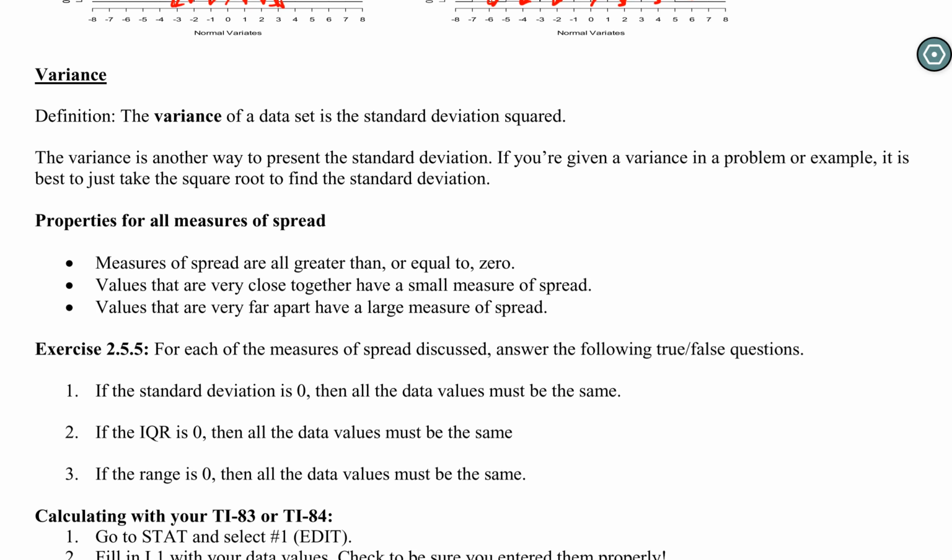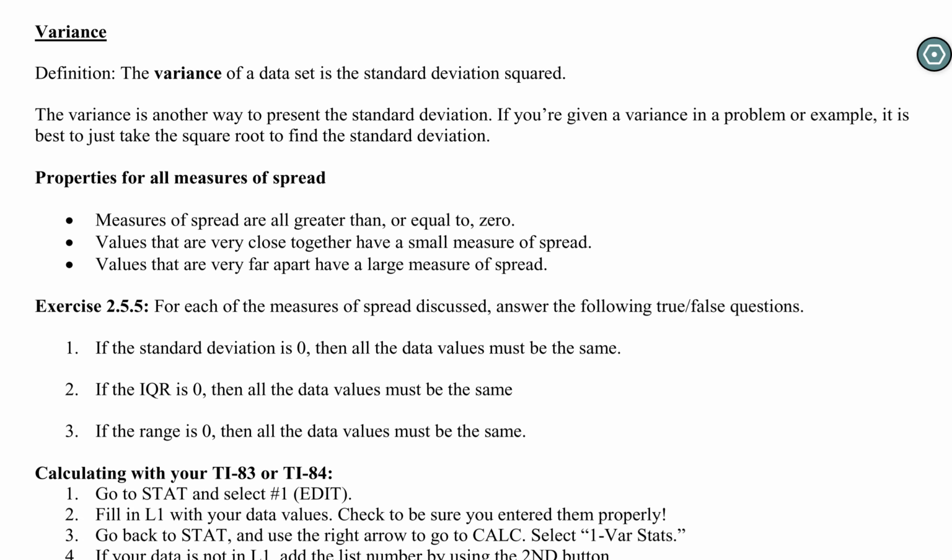There is one more measure of spread here, and that's the variance. The variance is literally just the standard deviation squared. So you just take whatever you get for that standard deviation and you square it. I don't particularly like working with variance because standard deviation has the same units as whatever you're dealing with.